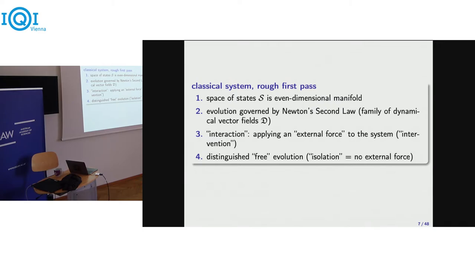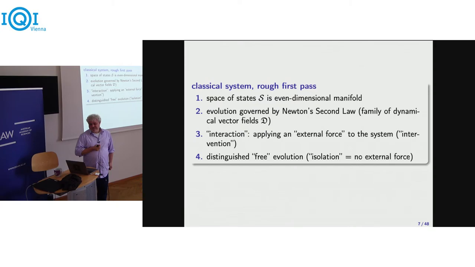That's actually something that's really worth pondering. Why is it that classical systems always have even dimensional spaces of states? I think that's a very deep question, and I don't really understand it. But it's the fact. It's a brute empirical fact. Every single classical system we've ever discovered and dealt with has an even dimensional space of states.